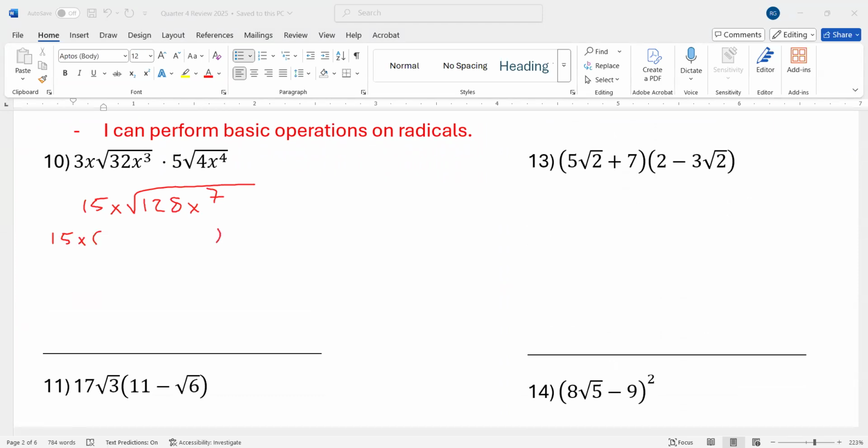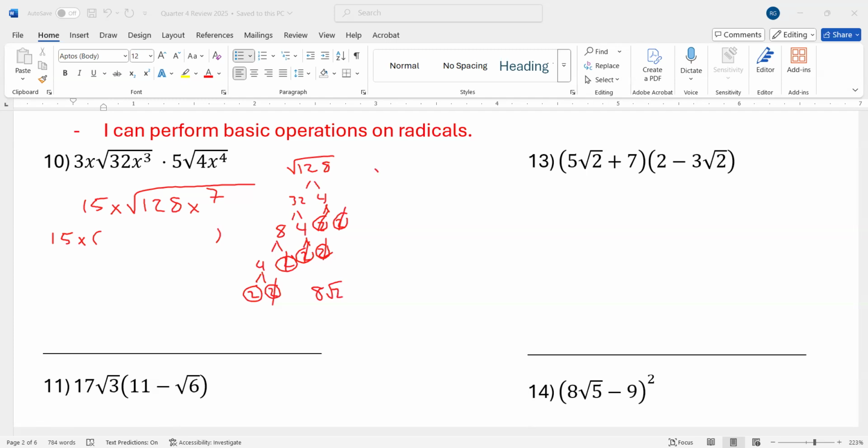I'm going to break down 128, which is 32 and 4. 32 is 8 and 4. 8 is 4 and 2. Lots of 4s here, which is going to give me a lot of 2s. 3 2s, 5 2s, 7 2s. So I've got 3 pairs of 2s. So that's 2 times 2 times 2. That's 8 with a leftover 2.